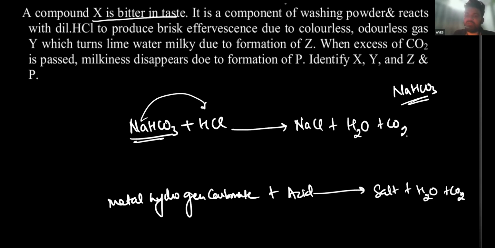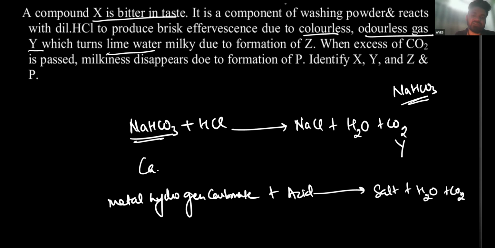So it is being said here that it produces brisk effervescence due to a colorless, odorless gas. This gas is Y, which can turn lime water milky. Only carbon dioxide gas can turn lime water milky. This is very famous: when carbon dioxide is passed through lime water, it gets milky due to the formation of calcium carbonate particles. So this is gas Y, and the milkiness is due to the formation of Z.